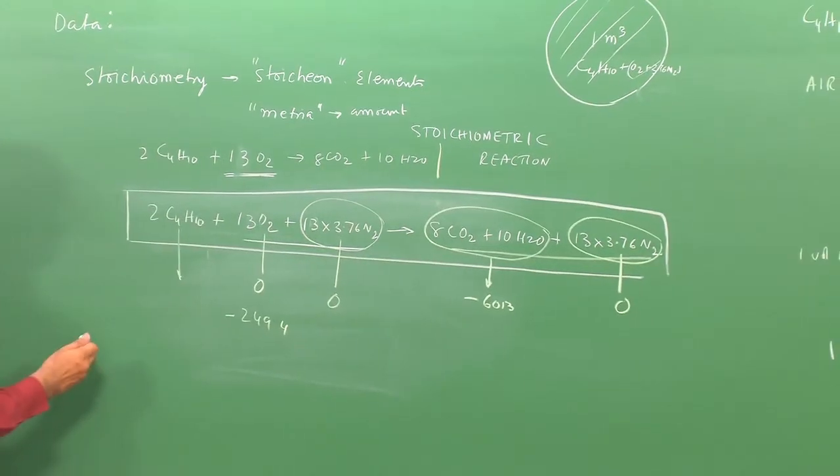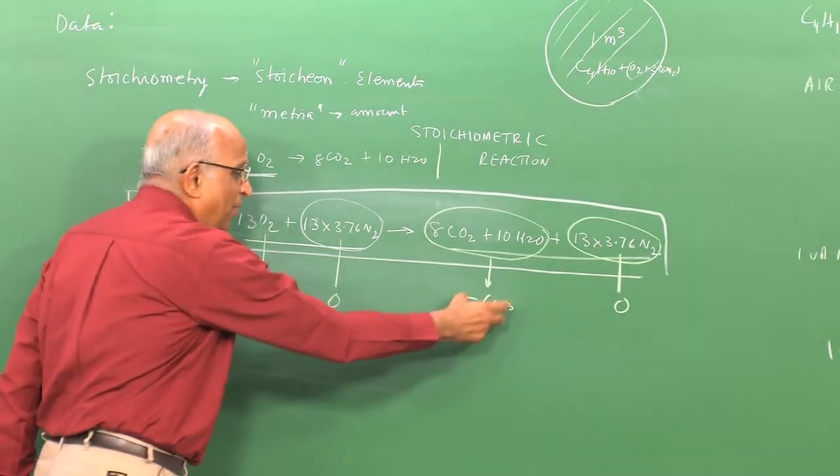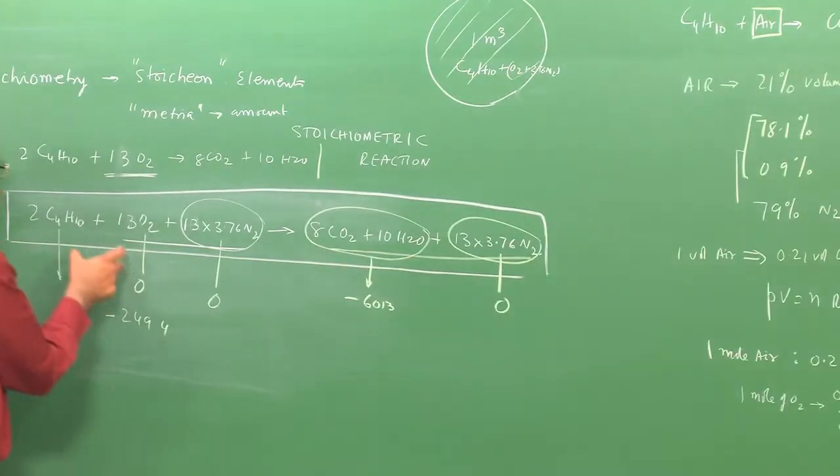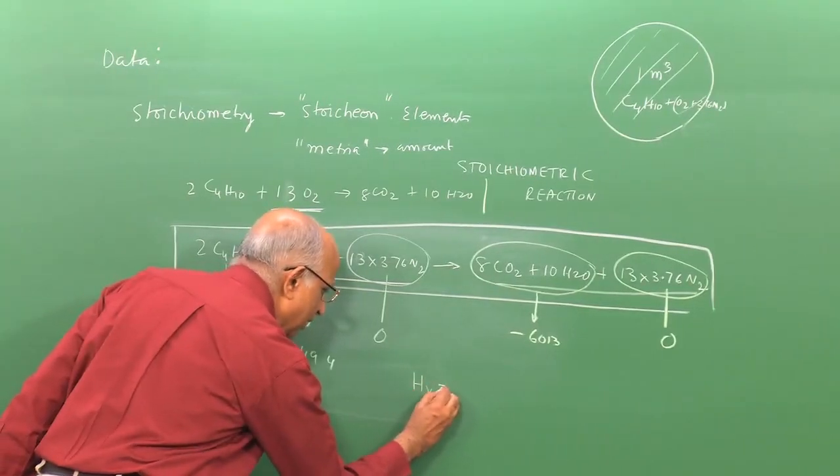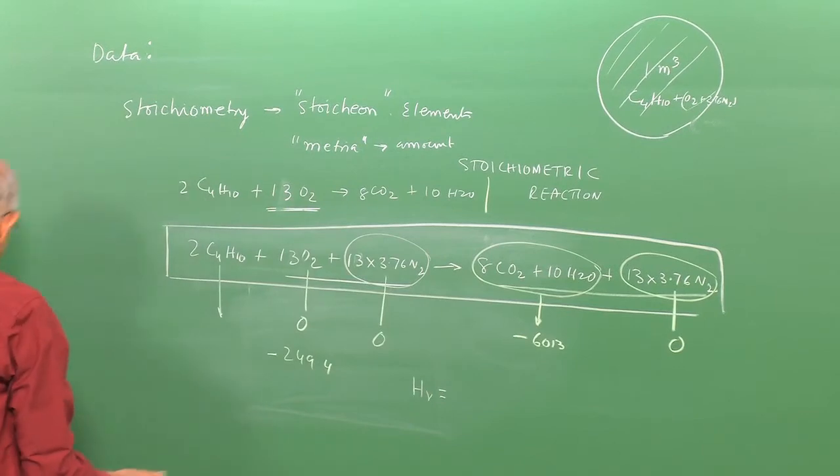And we see that I have exactly the same value for the products, the same value for the reactants, and therefore the heat of reaction in this case remains the same as earlier, and the value is what we had earlier, 5763.6.